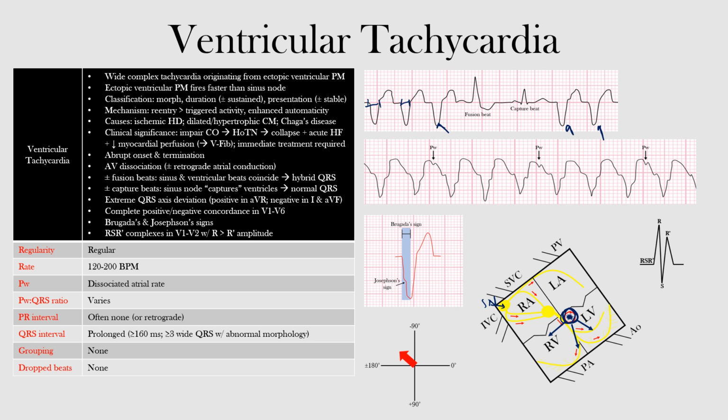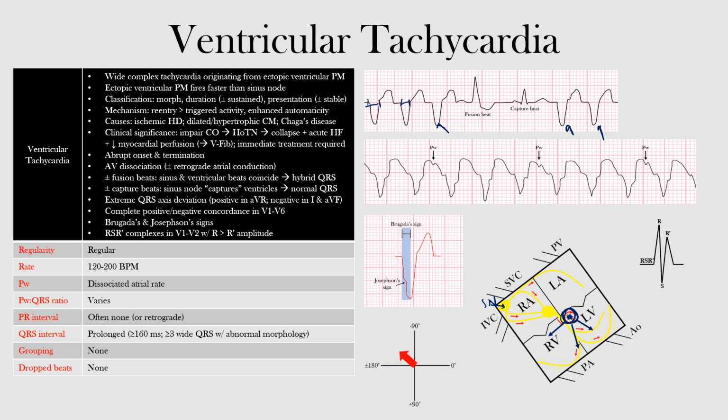Now, the second way that we classify VTAC is by duration. In other words, sustained or non-sustained VTAC. If there are 3 or more consecutive ventricular complexes that terminate within 30 seconds, that would be considered non-sustained VTAC. And if the ventricular complexes continued for more than 30 seconds or required medical intervention as a result of hemodynamic compromise, then that would be considered sustained VTAC.